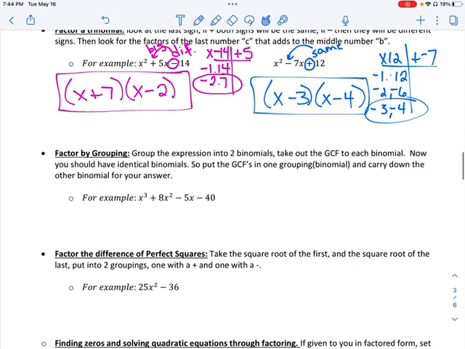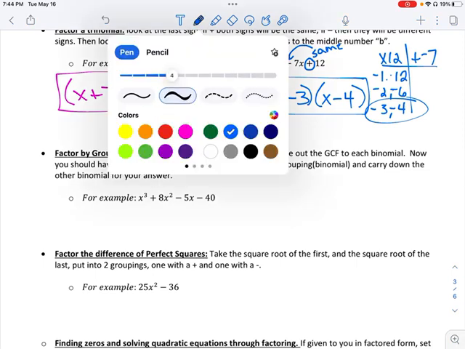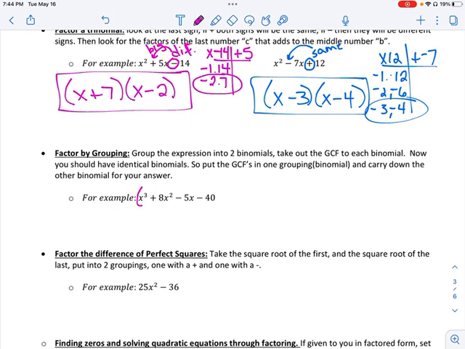Now, to factor by grouping, what we're simply going to do is start off and group them into two binomials. Then we look at the first one and say, okay, what can I take out? What is the GCF? Out of that first one, it would be x squared. So we would have the quantity x plus 8 left. Out of the second one, we have a -5. And if I divide those by a -5, I get x plus 8.